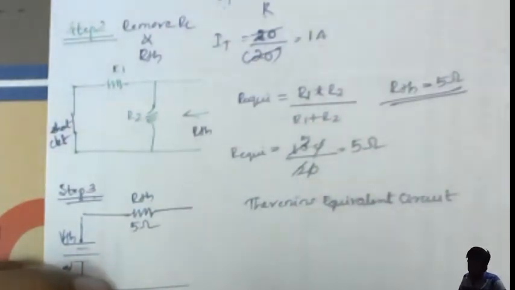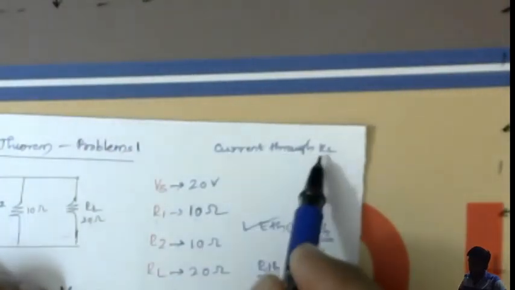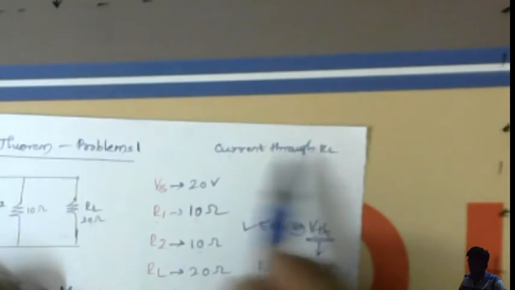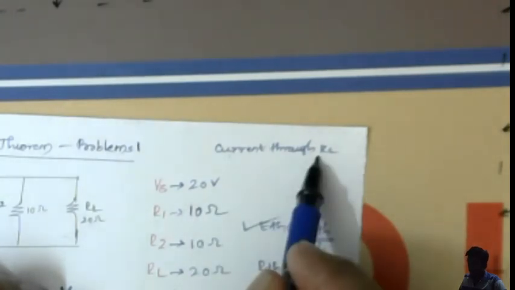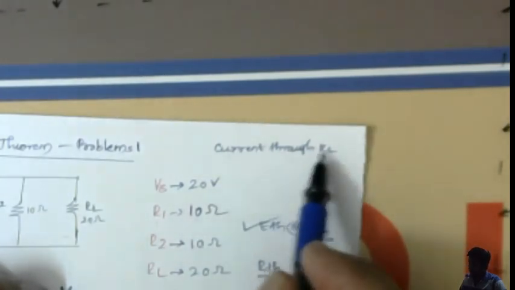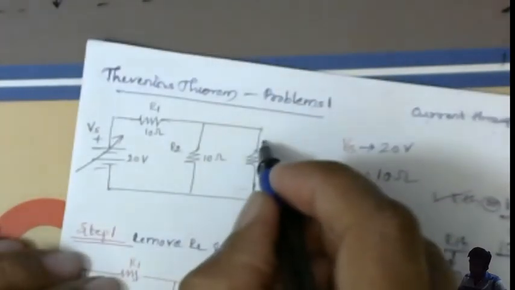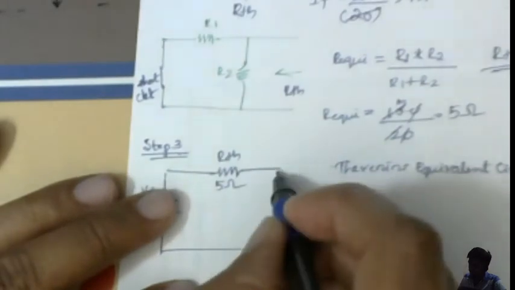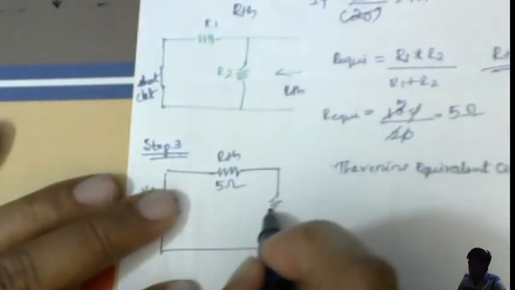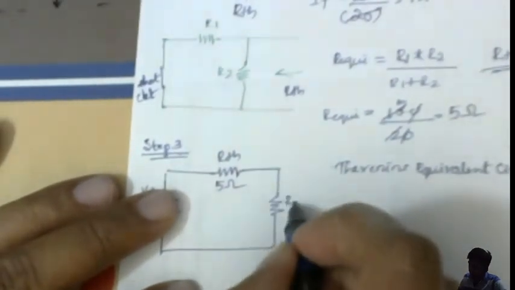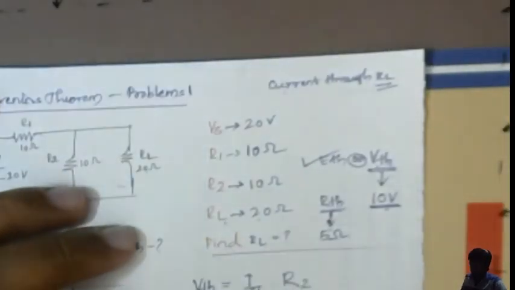Now what we have to do is find the current through resistor RL. In order to find the current through resistor RL, you should remember where the RL is. The RL is at the load point. Therefore, in this circuit you can write the resistor here. This is RL. The RL value is 20 ohms.